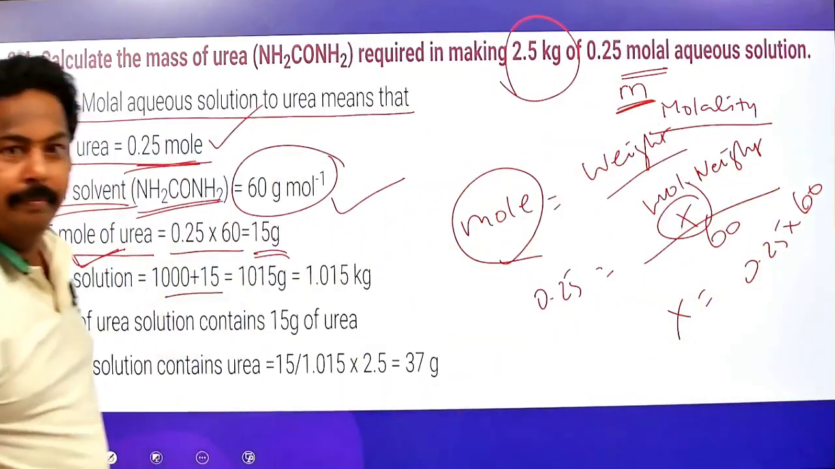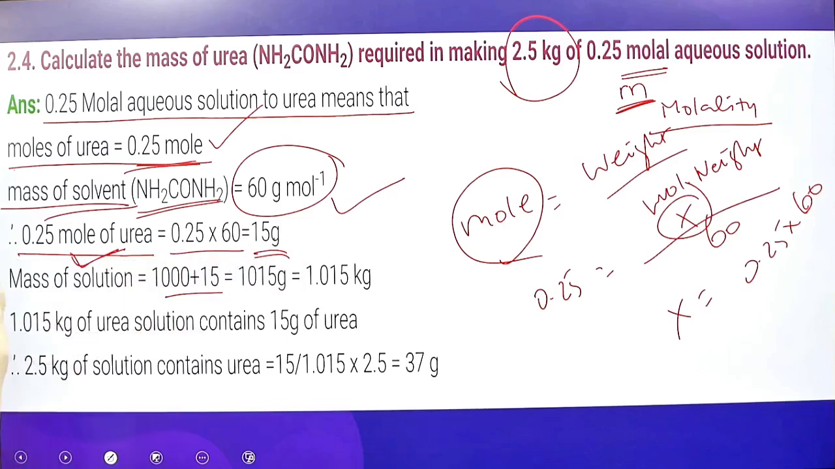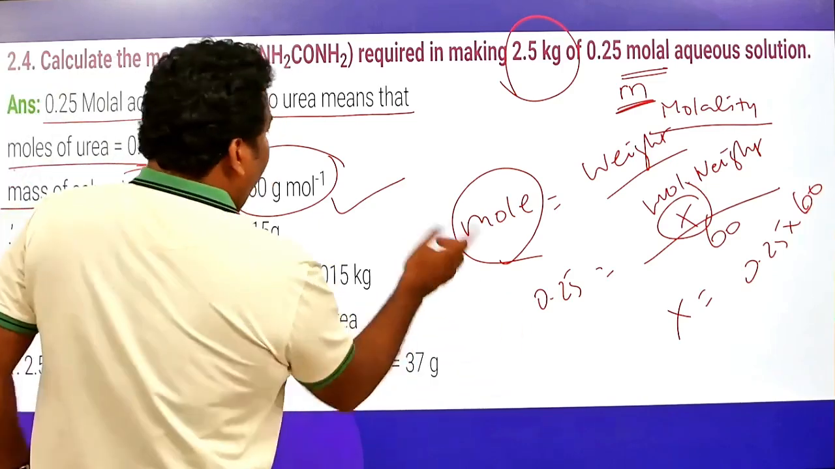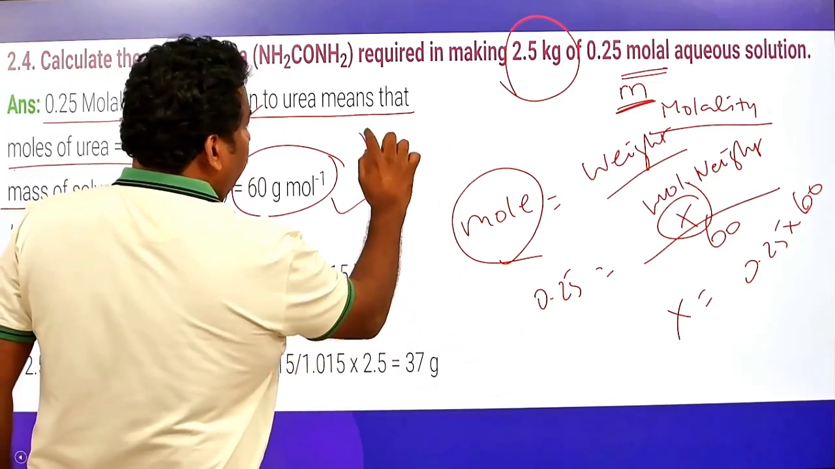So mass of the solute is what? X. So this is the calculation I told. Now, what is this? Why do you do that? What is the mass of the solution? 15 grams I have. What is that mass of the solution? I have mass of the solute is 15 grams.